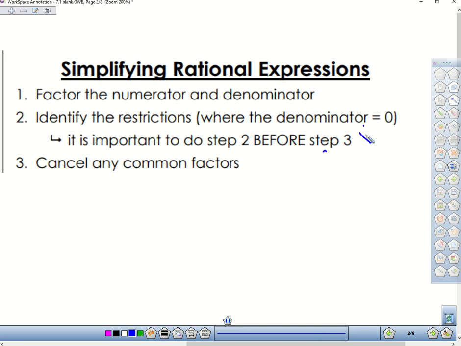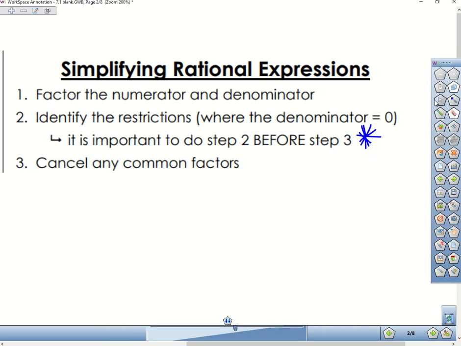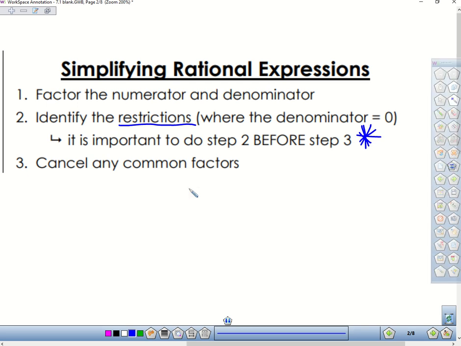Now, this is very important. Write a star, whatever you got to do here. It is important to do step 2 before step 3. So you cannot cancel out common factors until you have identified the restrictions. If you do this backwards, you're not going to have your correct restrictions, okay? Very important. Restrictions come before canceling, always. Any questions about those steps? All right, let's go ahead and look at an example together.